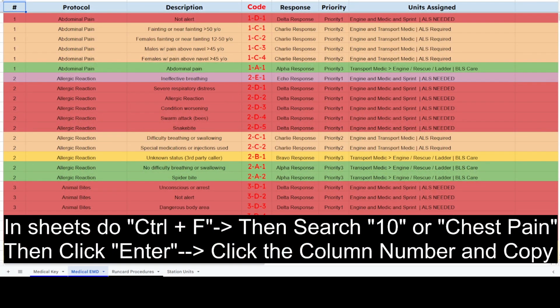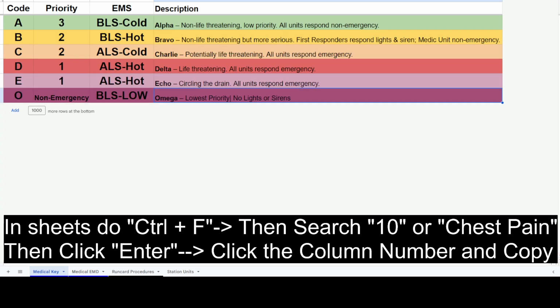At Taffville, all 911 dispatchers are provided with the run cards. This may be a new view. Do not be overwhelmed or worried. The view categorizes different medical events and assigns each a code. Similar to ProQA, we have an Alpha, Bravo, Charlie, Delta, Echo, and Omega response.